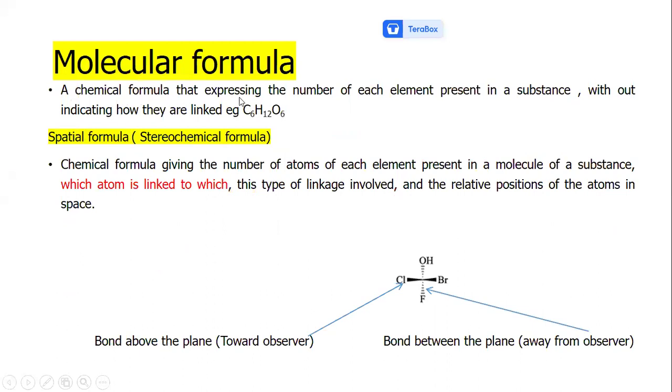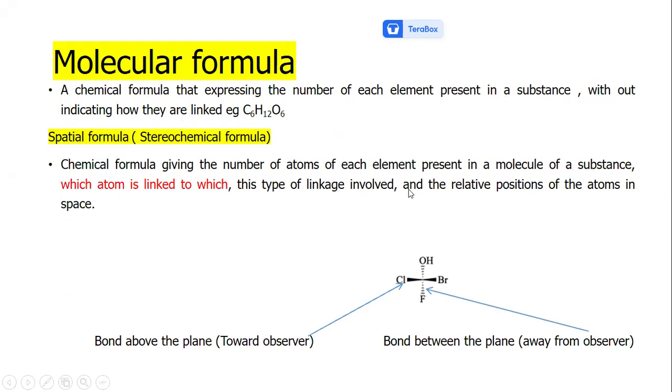Molecular formula: a chemical formula expressing the number of each element present in a substance without indicating how they are linked. For example, glucose. Structural formula: a chemical formula giving the number of atoms of each element present in a molecule of a substance, and which atom is linked to which.